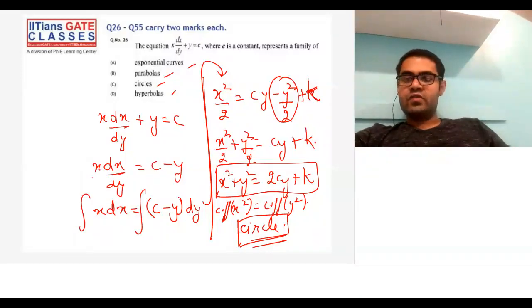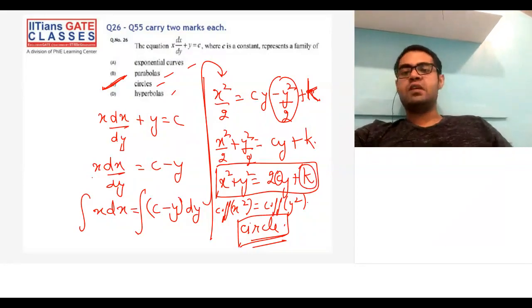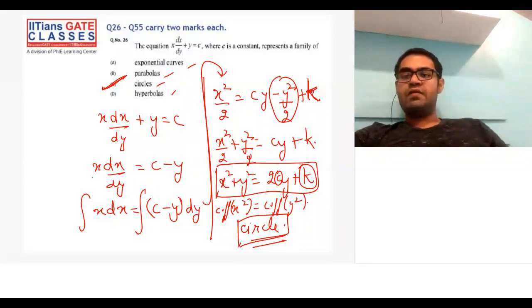Now the coefficient of x square is 1, and the coefficient of y square is 1. So they are equal. Hence this represents a family of circles. We say family of circles because you choose some value of c or some value of k and you get a different circle every time. So it will be a family of circles which will have some common part, and that common part is the center of the circle.